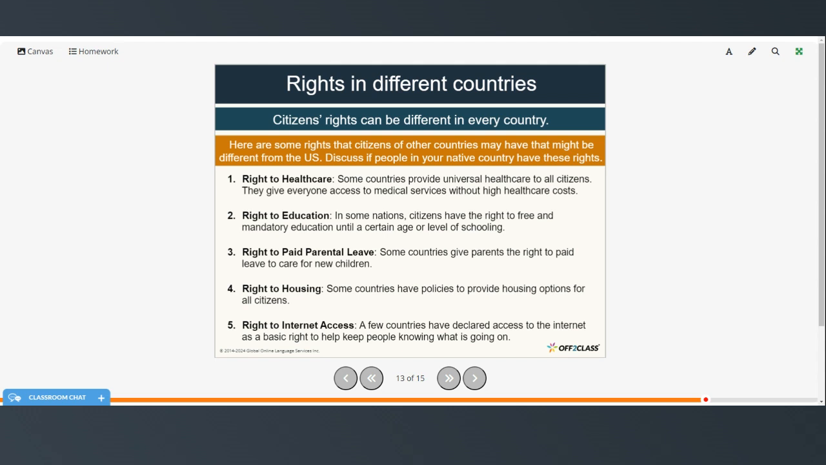The right to housing. Some countries have policies to provide housing options for all citizens. That should be a right everywhere, but unfortunately, we don't have policies in every place in the United States for that. So that results in a homeless population. And the right to internet access. A few countries have declared access to the internet as a basic right to help keep people knowing what is going on. And again, that is not a right, unfortunately, that we have in the United States currently.